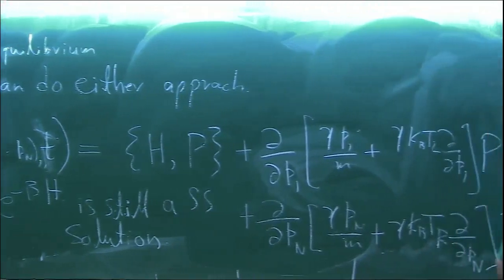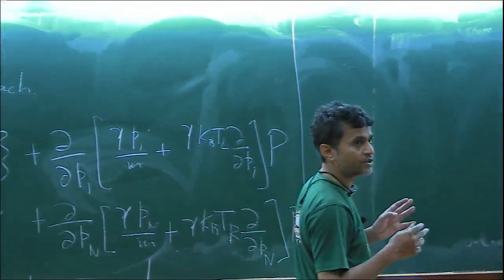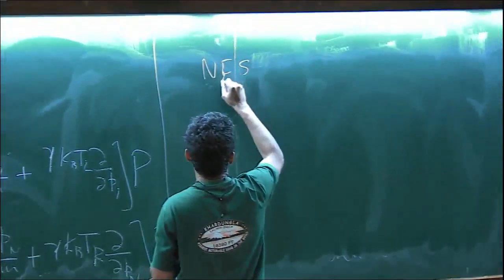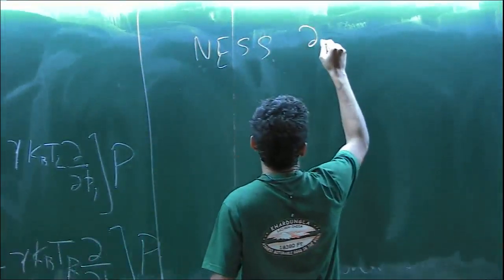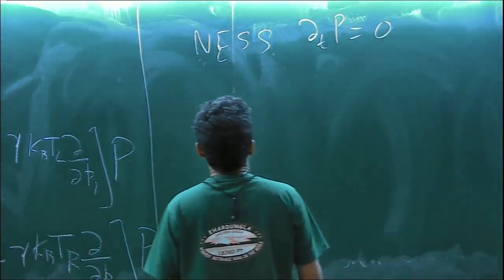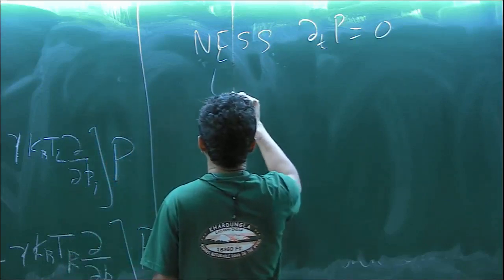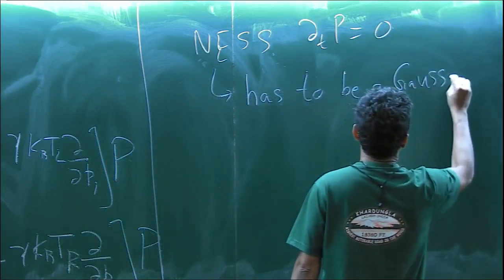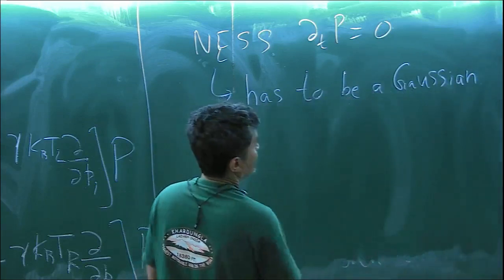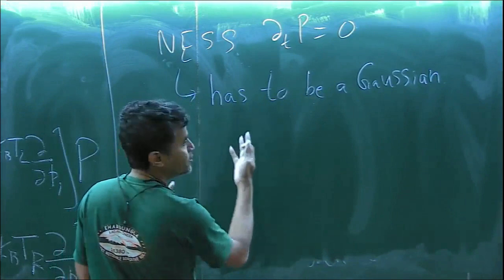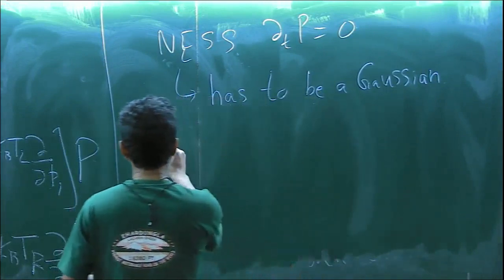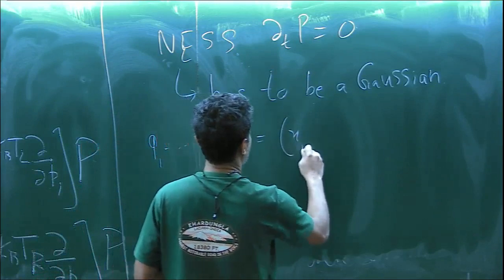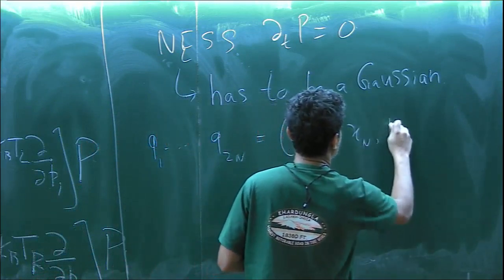But now the Gaussian will not have just the diagonal terms, it will have all sorts of terms. So the non-equilibrium steady state, which is the solution of this equation, should satisfy del_t P equals zero. It has to be Gaussian, which means, what's the most general Gaussian you can write for a system like this? So let's say we define variables Q1 to Q2n, which is equal to X1, X2 to Xn, and P1 to Pn.